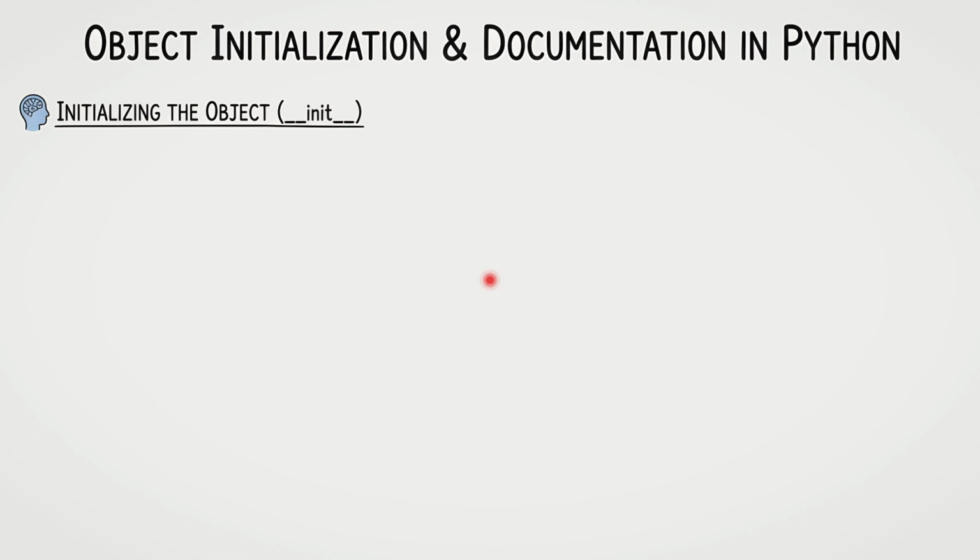Let's imagine you create an object, but you try to access its attributes before they've actually been assigned. In Python, this raises an AttributeError. It basically means your object is incomplete. It's in a broken state. To prevent this, we need a way to initialize our data safely from the very beginning.